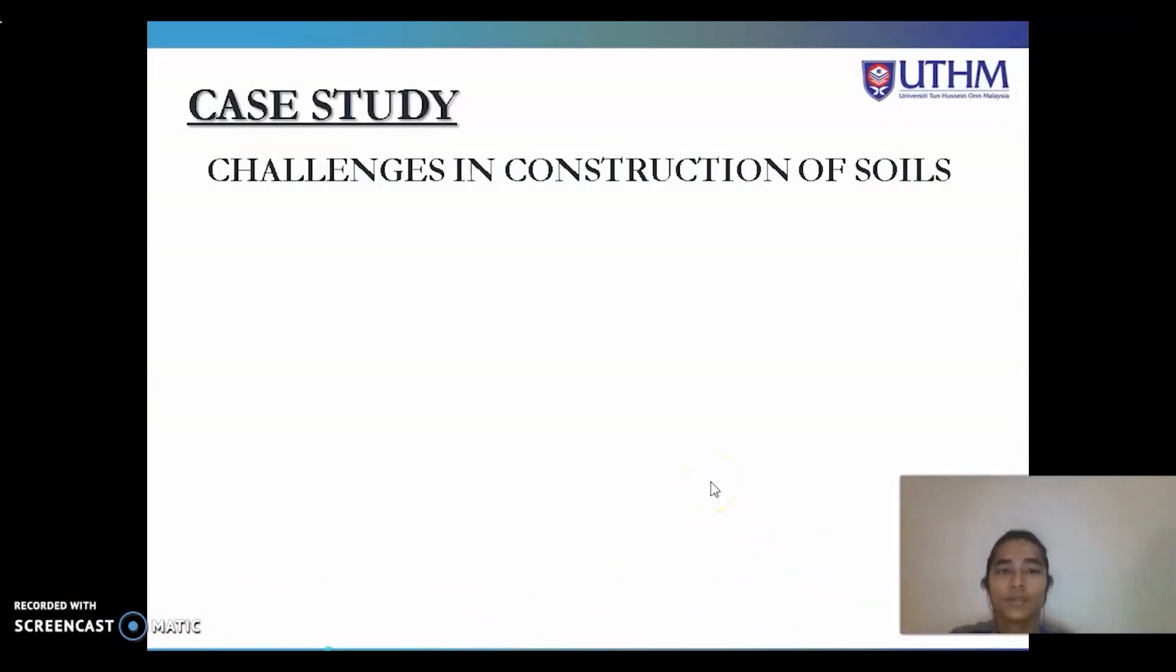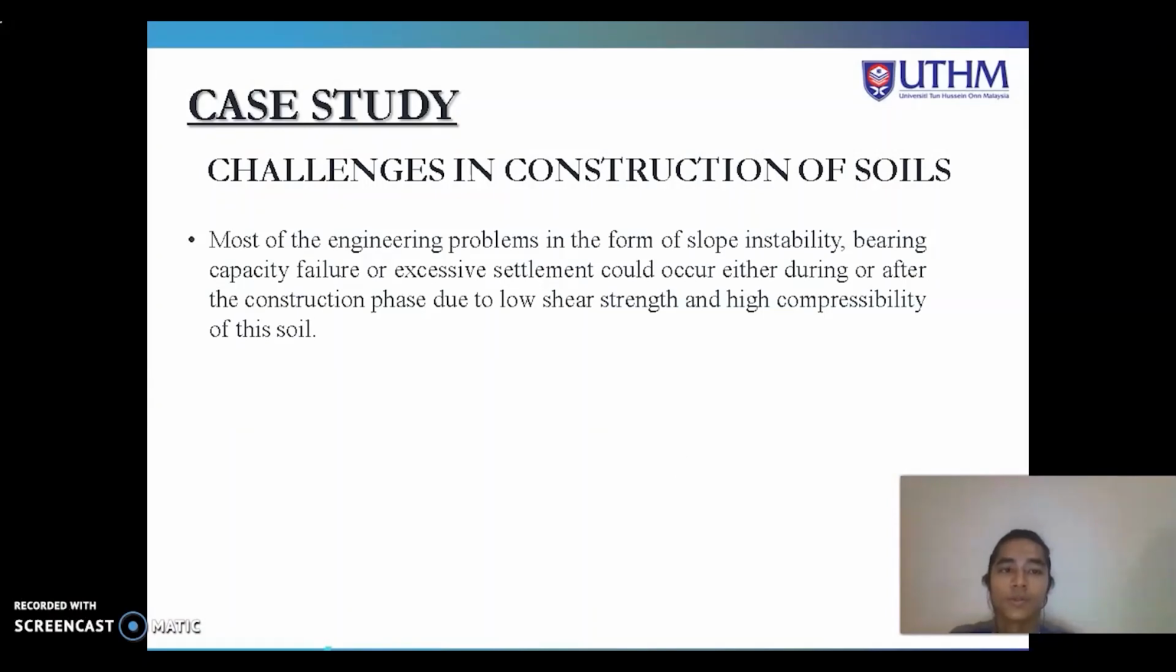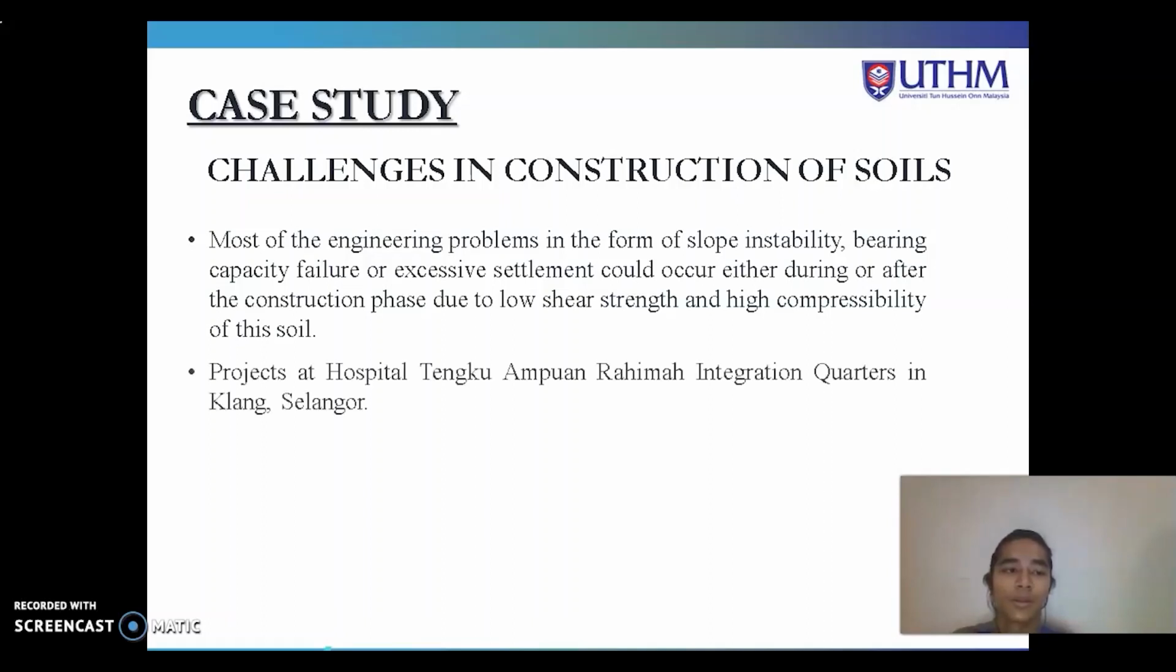Okay, the challenges in construction of soil. Most of the engineering problems in the form of slope instability, bearing capacity failure, or excessive settlement could occur either during or after the construction phase due to low shear strength and high compressibility of the soil.